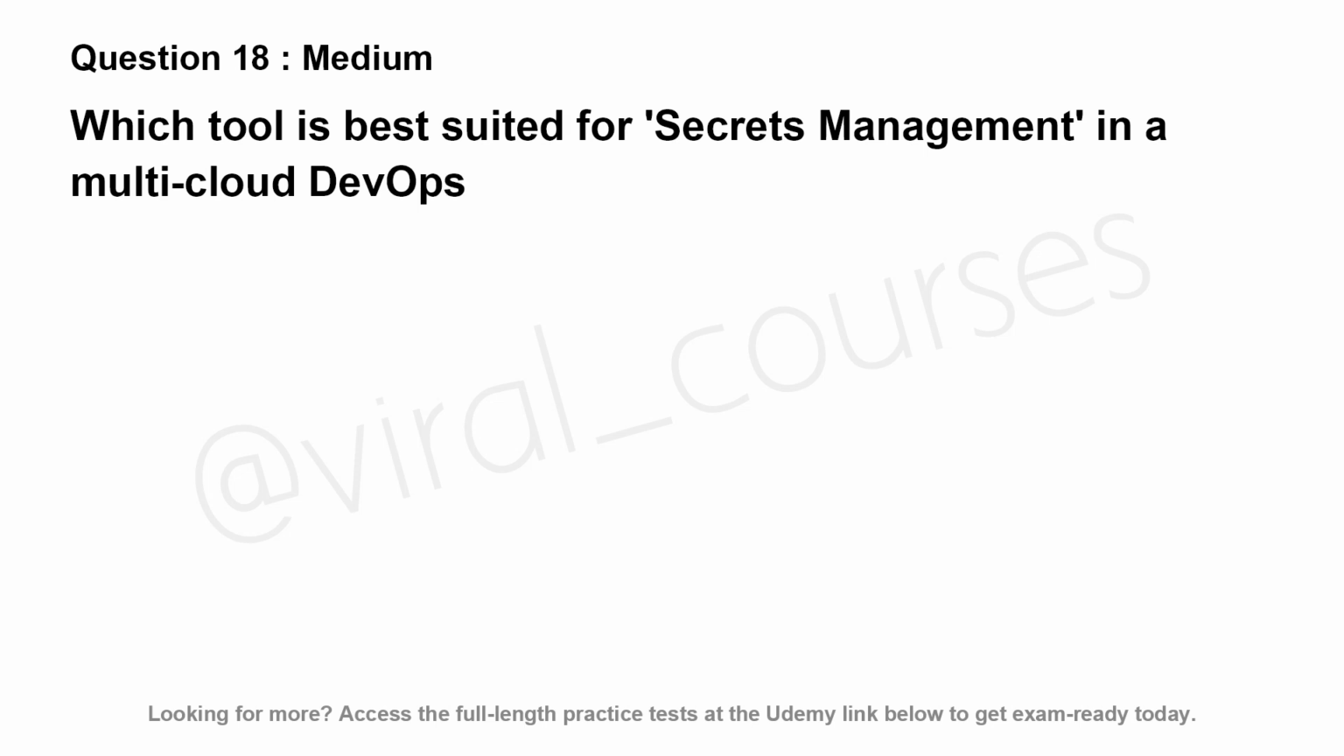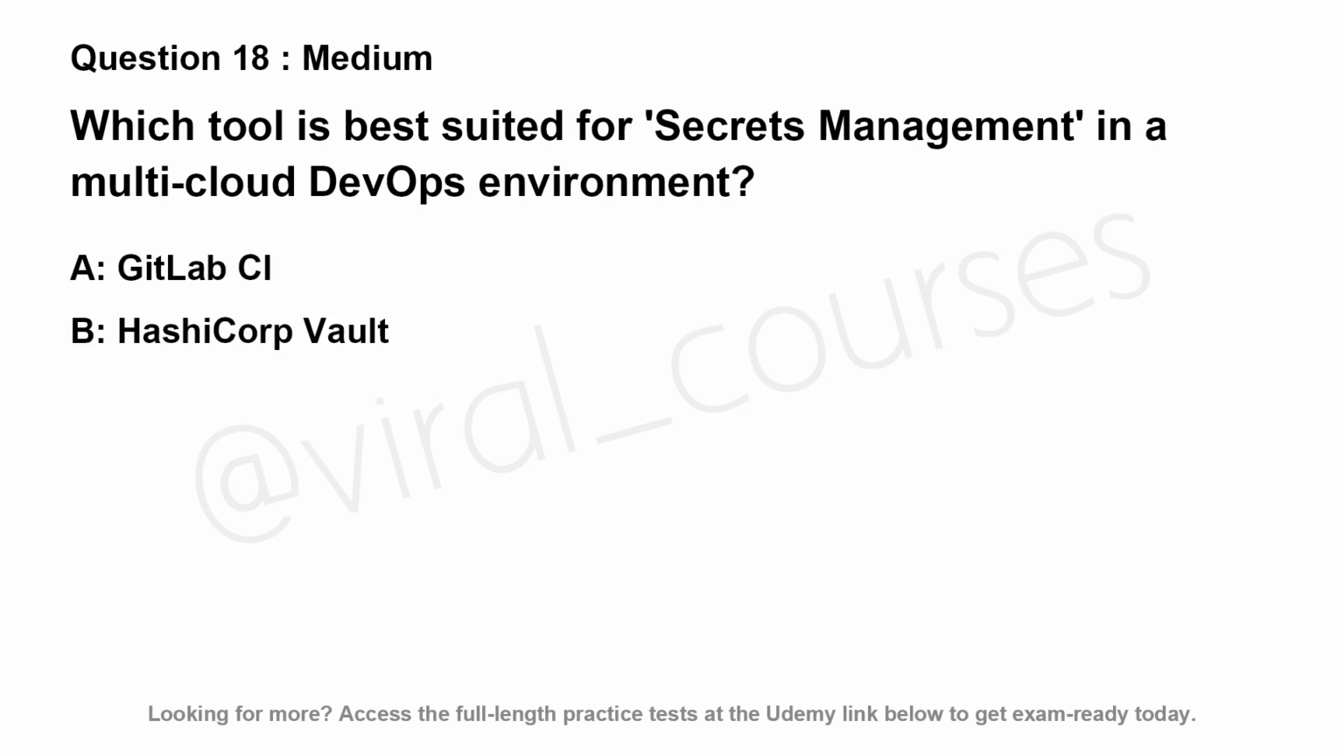Which tool is best suited for secrets management in a multi-cloud DevOps environment? Option A. GitLab CI. Option B. HashiCorp Vault. Option C. Nagios. Option D. Prometheus.